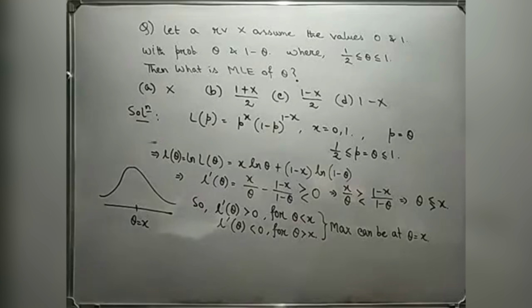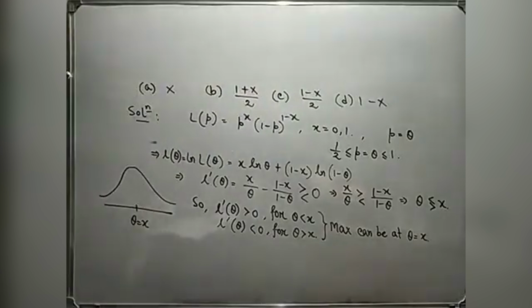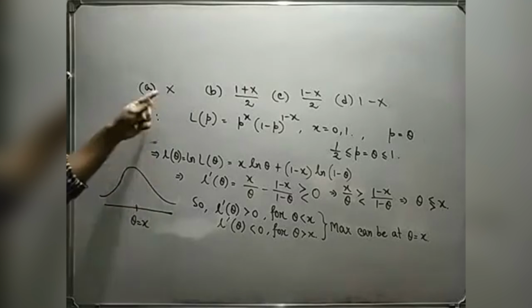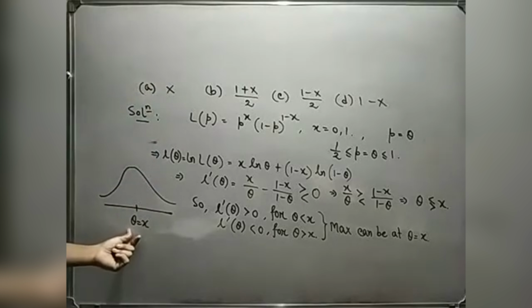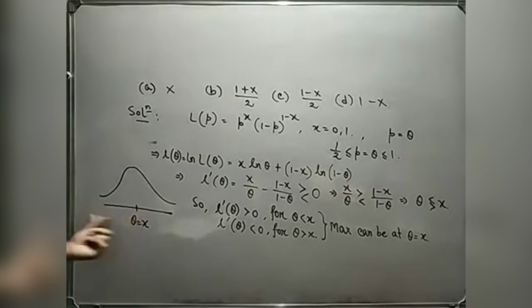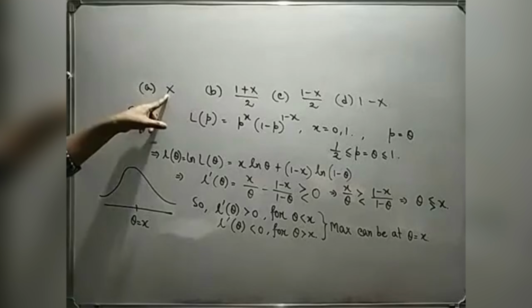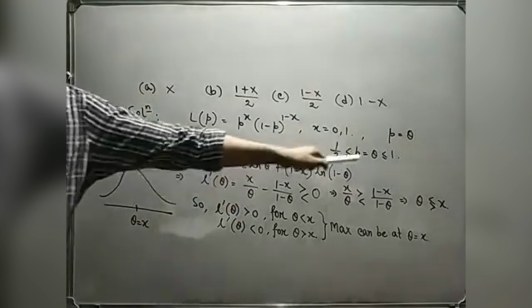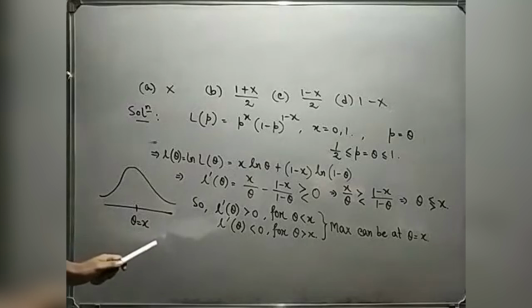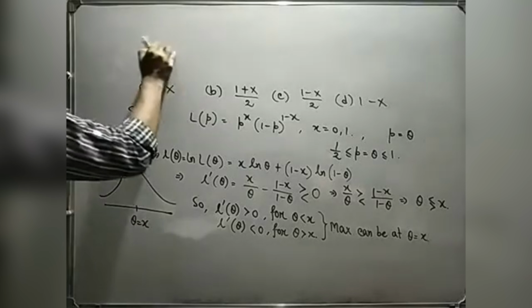Now let's define two cases. Obviously this theta equal to x, that means this x will be the MLE if theta belongs to 0 to 1. If it is given in the question that theta belongs to 0 to 1, then this x will be the MLE, and that's true. But here theta belongs to half to 1, so that's why this x cannot be the MLE.